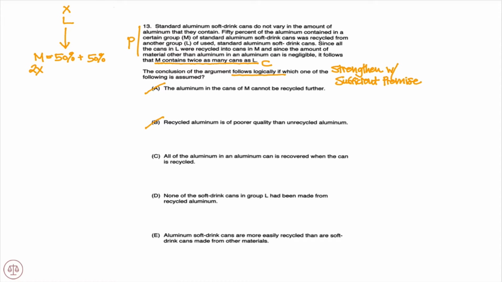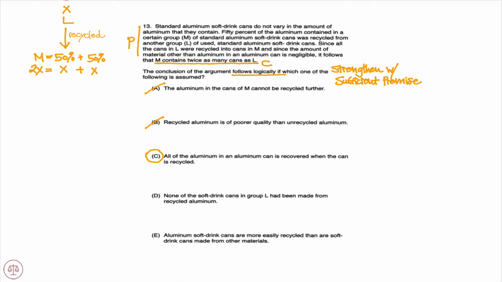C, all of the aluminum in an aluminum can is recovered when the can is recycled. Well, if that's true, then this 50% of M that came from L, if L was X, and all of the aluminum in an aluminum can is recovered when it's recycled, and again, let's not forget that we recycled L into M, well, therefore this 50% of M must be X. And if 50% of M is X, then twice that would be 2X. You notice that would guarantee our conclusion. So C here would be the correct answer.